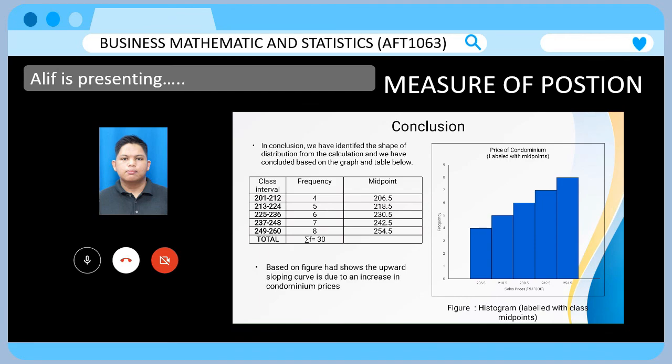Based on the figure, it shows the upward sloping curve is due to an increase in condominium prices, and it shows that the higher the frequency, the higher the sales prices.